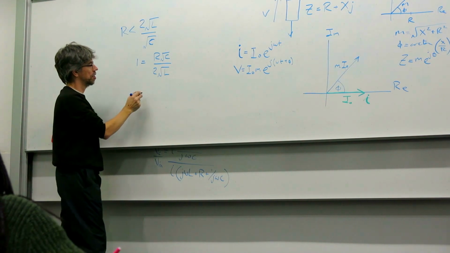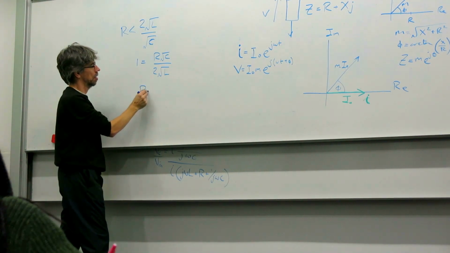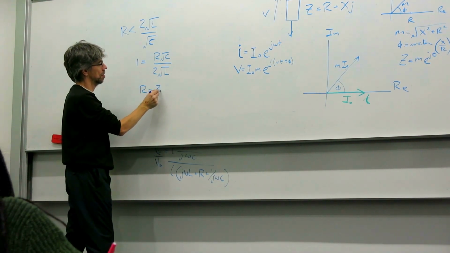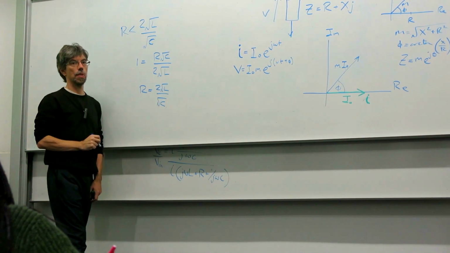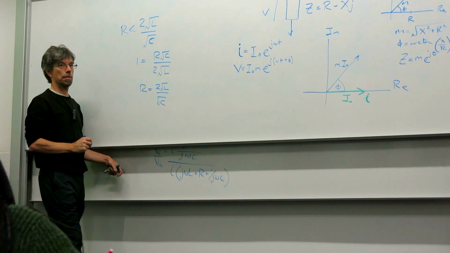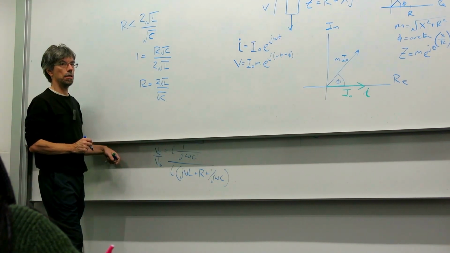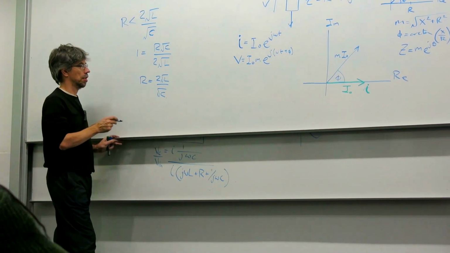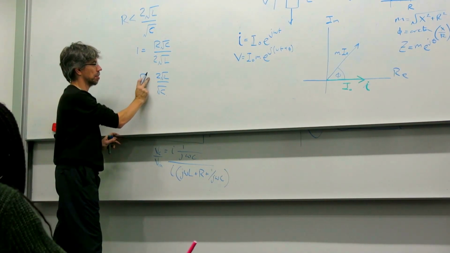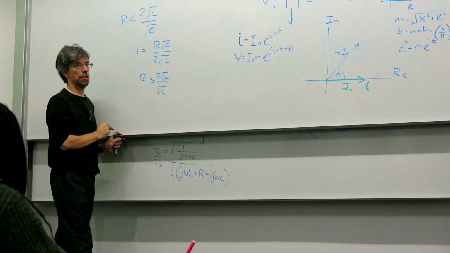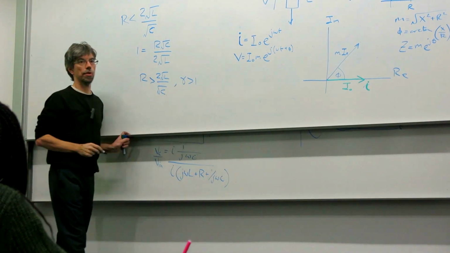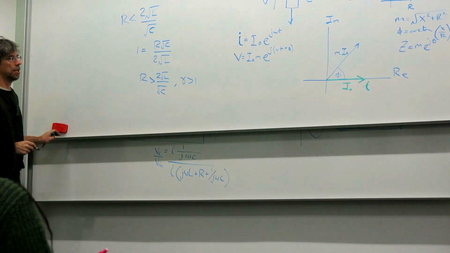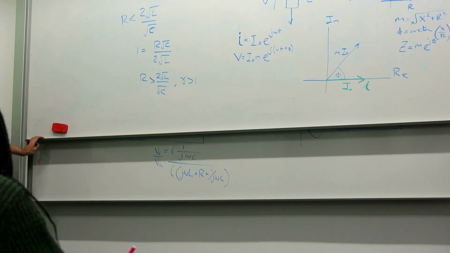And if we rearrange, we get R is equal to 2 root L over root C. Yeah, but the seconds, I don't quite understand what it means. Okay, so if R is greater than 2 root L over root C, gamma is greater than 1. So that means we're in the realm of heavy damping.